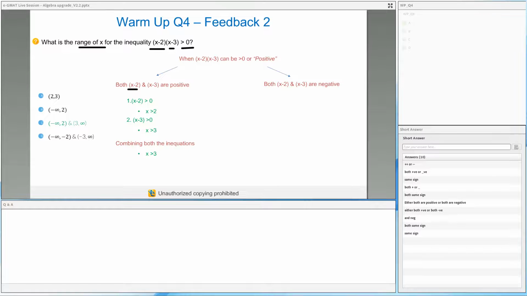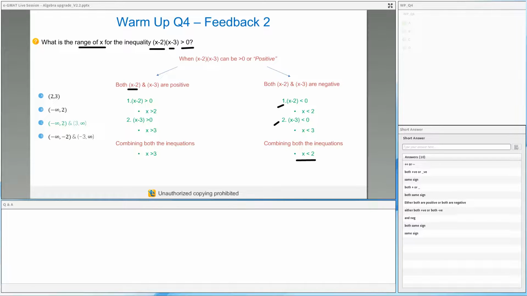Okay. When both of them are negative, I can say that x minus 2 is less than 0, x minus 3 is less than 0 because they are negative. Solving this, we'll get x is less than 2, x is less than 3, and once we combine this, we'll get x is less than 2.